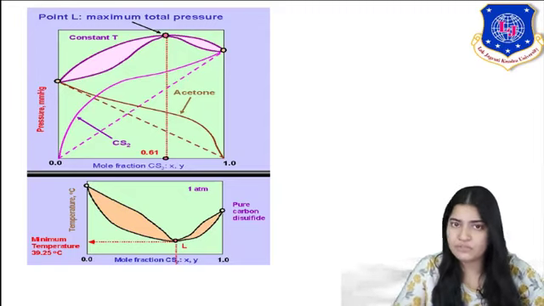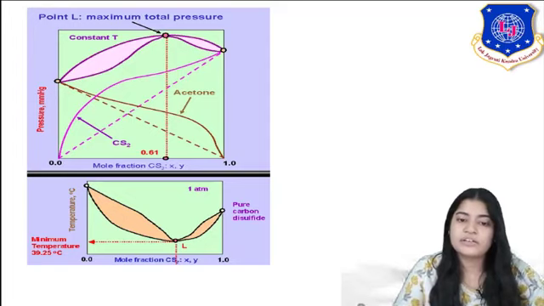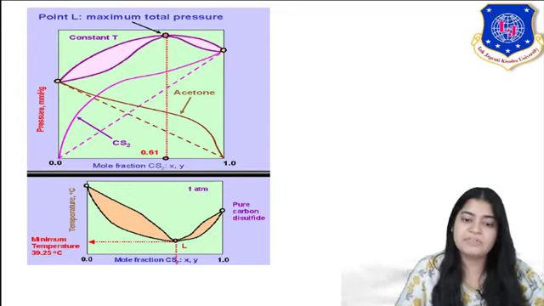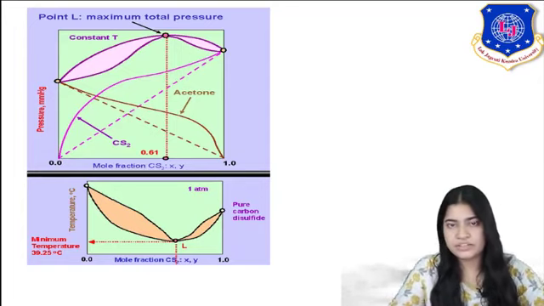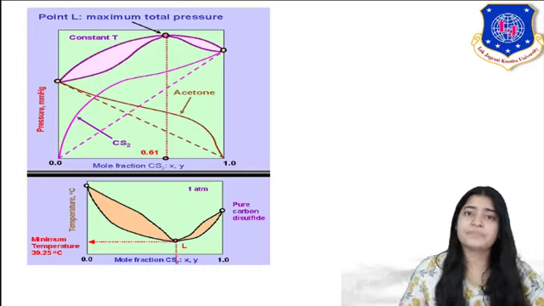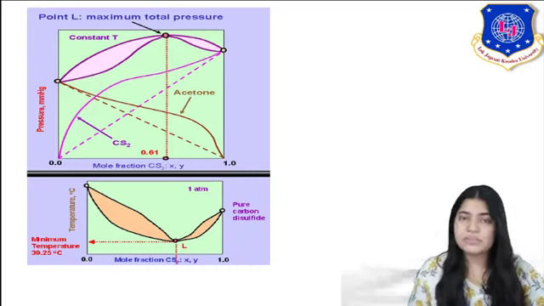At 0.61 mole fraction of acetone, your solution is exhibiting maximum vapor pressure. Now that was studied when we studied about boiling point. Maximum vapor pressure means lowest boiling point. Higher the vapor pressure, lower is the boiling point. It means it is boiling very fast.